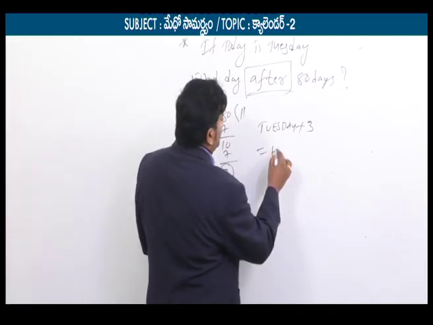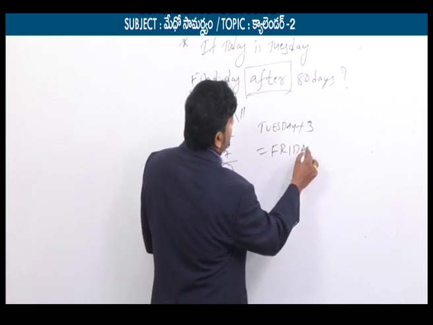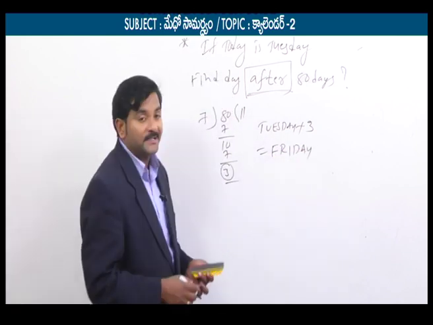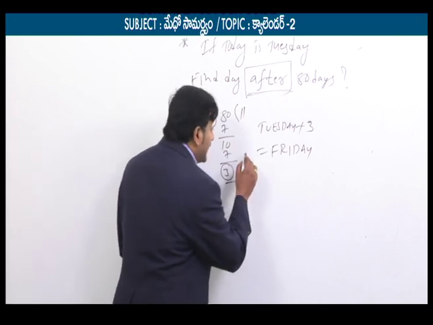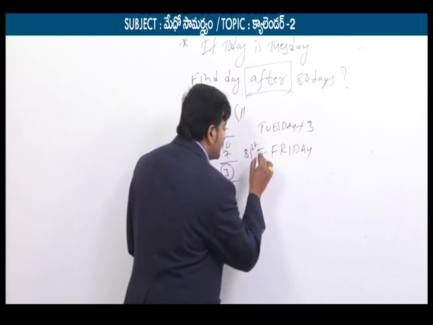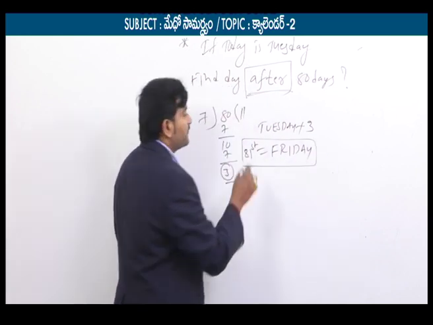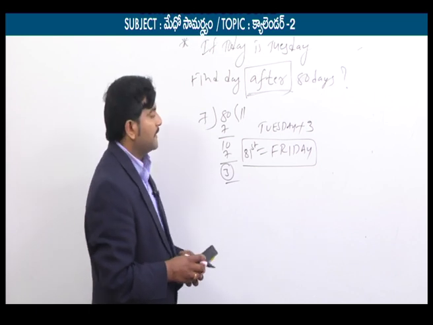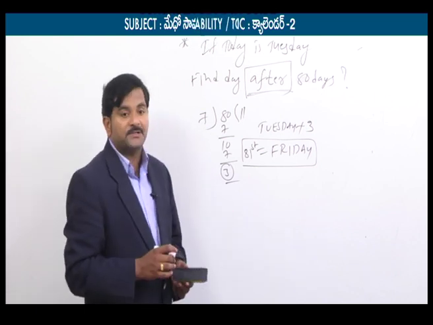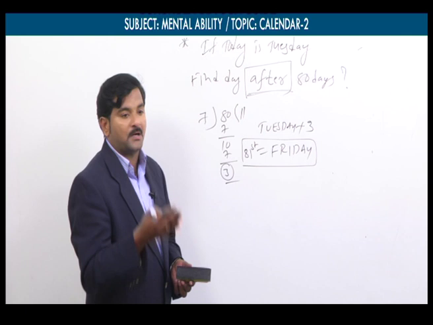Therefore, if today is Tuesday, then after 80 days, which day will you get? Friday you will get. Remember, after 80 days means this must be the 81st day. After the 81st day, what do we get here? So you will get a Friday. This is the procedure to find out the after concept.